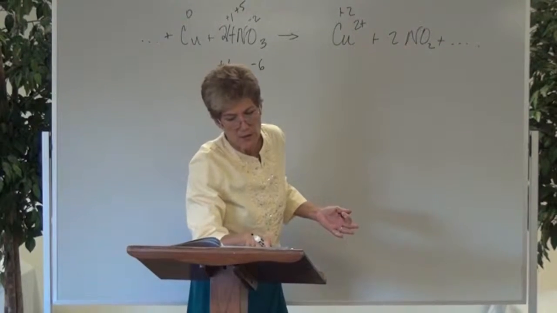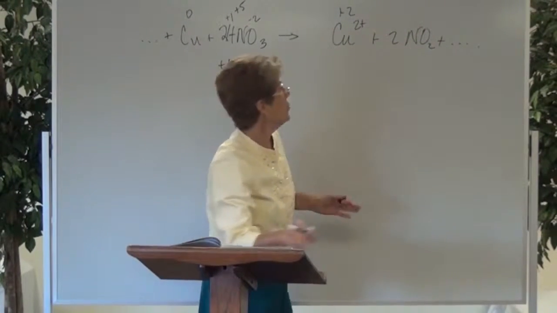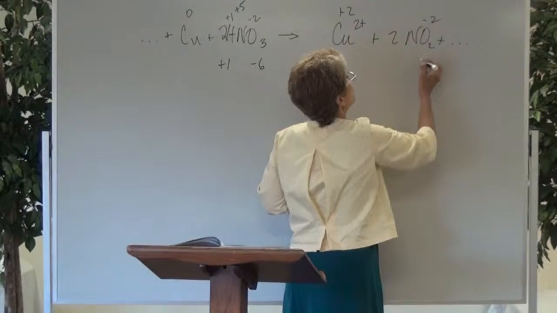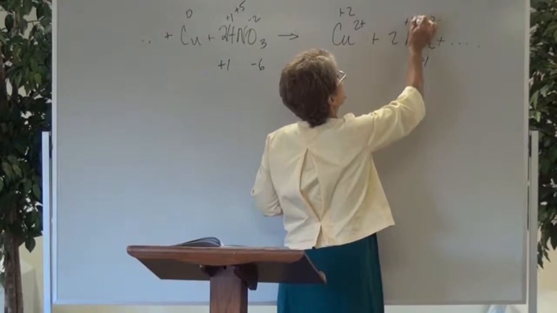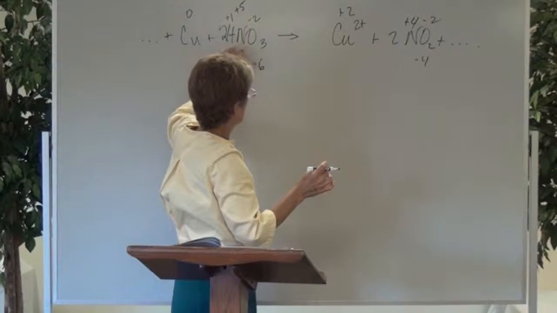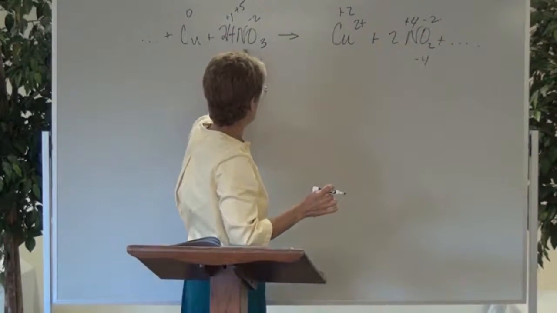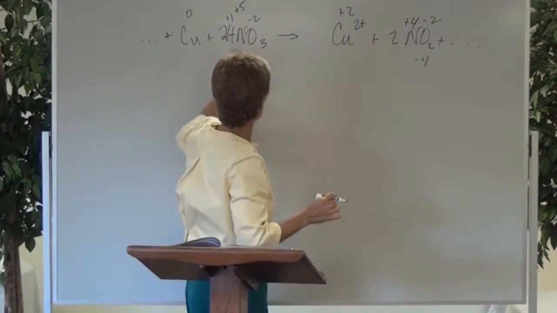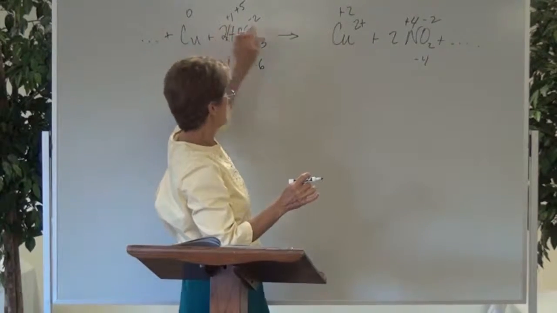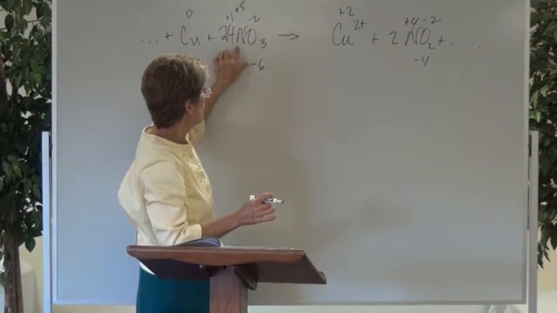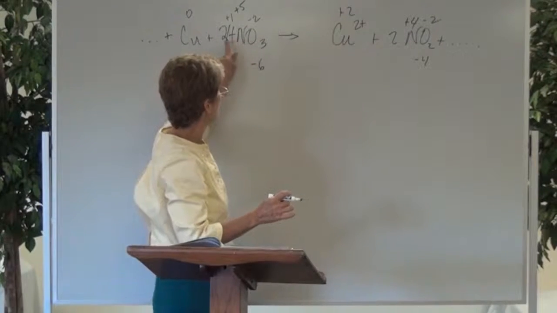I'll find it again. There it is. Nope, no charge. Good. So we have -2, which is -4. So here it's a +4. So here we went from a +5 to a +4. So nitrogen is being reduced. And remember, this has oxidized by the tune of 2 electrons. Well, this is reduced by 1 electron, but there's 2 of them.